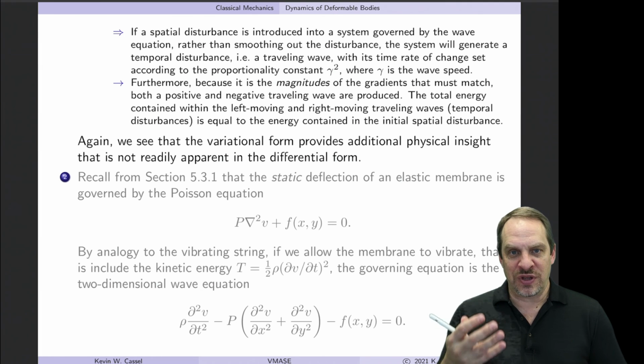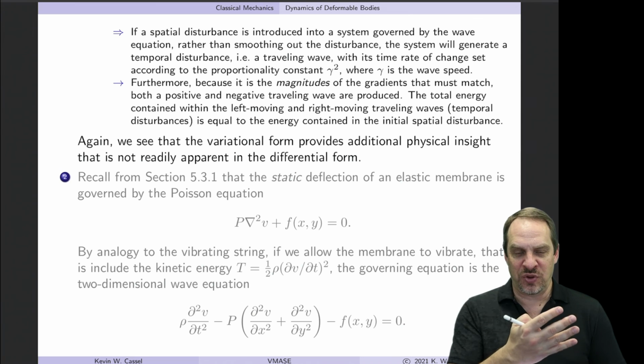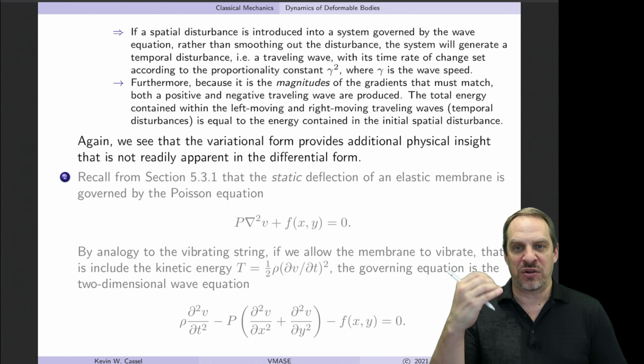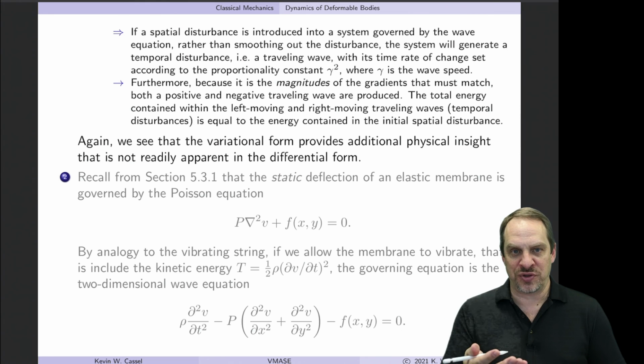What I hope is that as you think about and reflect on, for example, the variational form of Laplace's equation and the wave equation, you can see that by looking at these variational forms, you can gain more intuition about the underlying physical processes, whereas the differential Euler form often hides that to some extent.